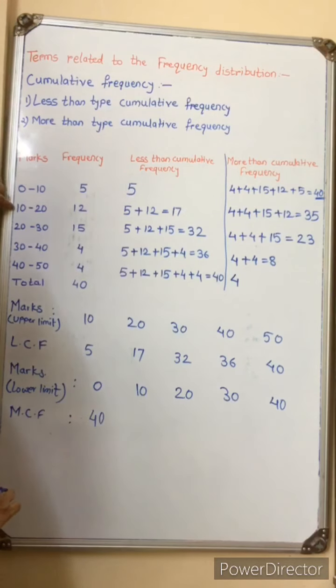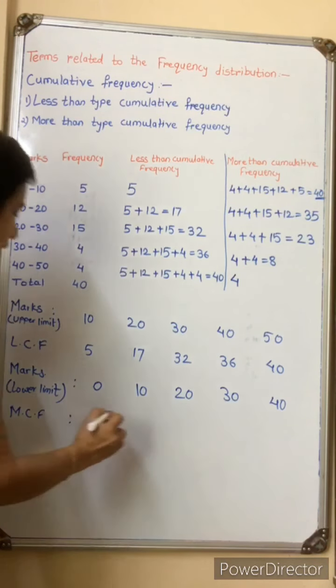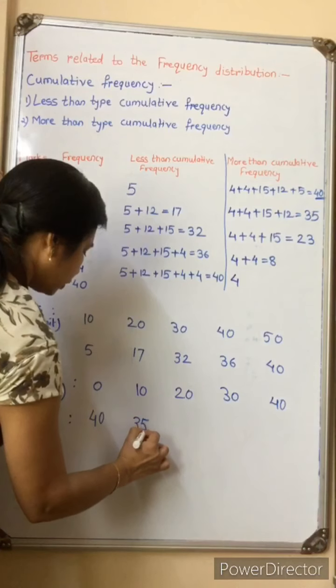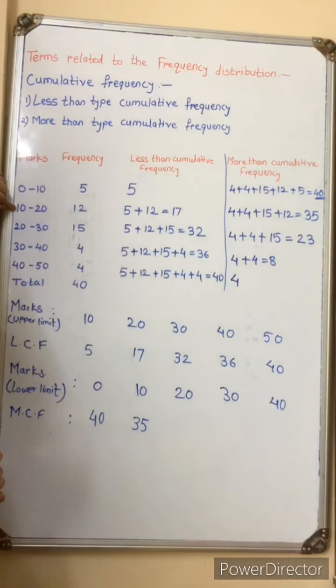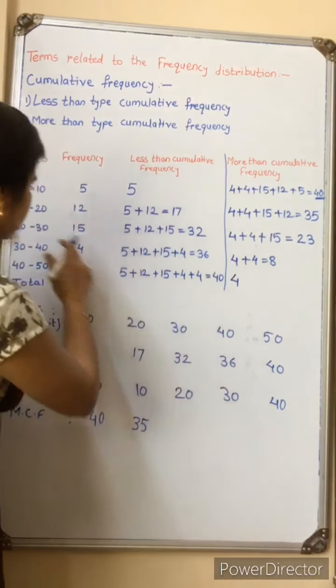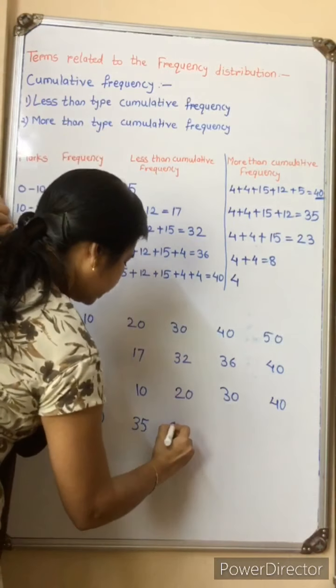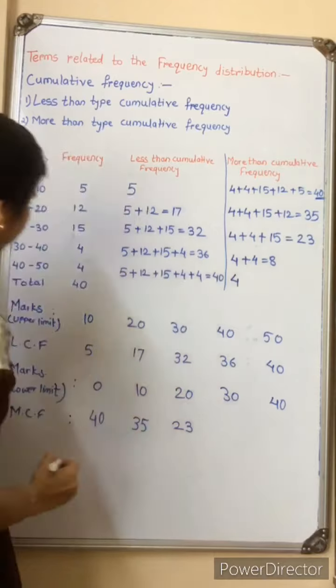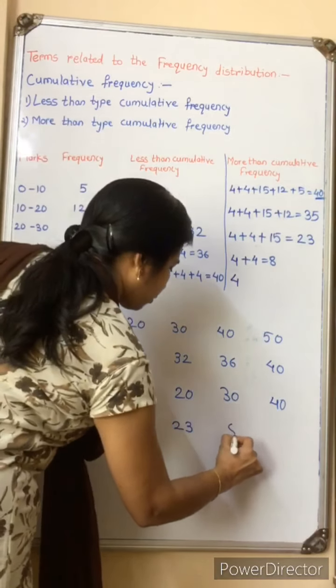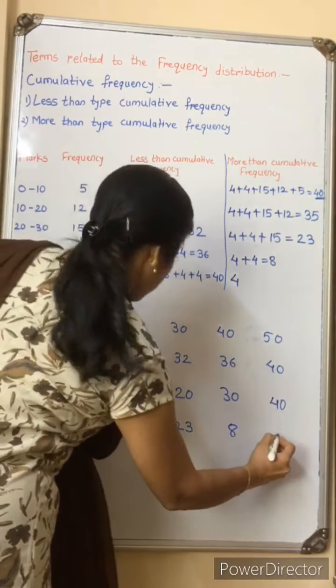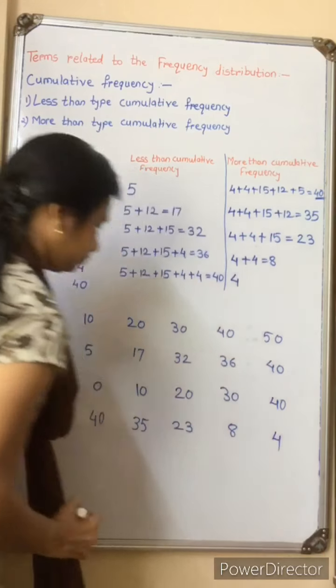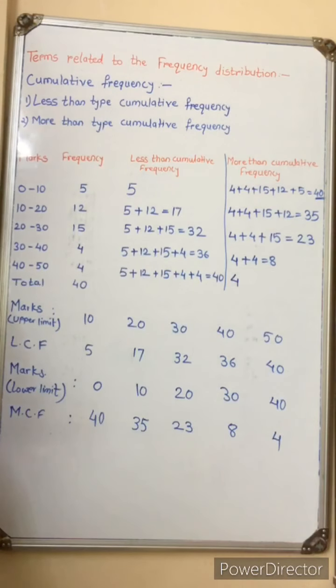More than 10 marks, the number of students are 35. More than 20 marks, these are the 23 students. Okay, I hope you understand it.